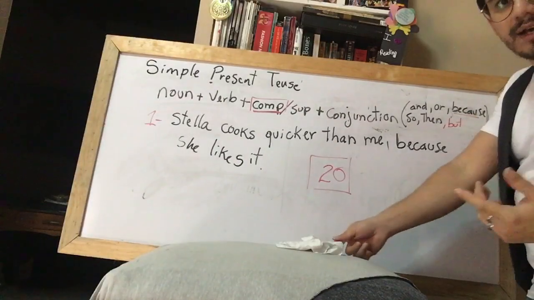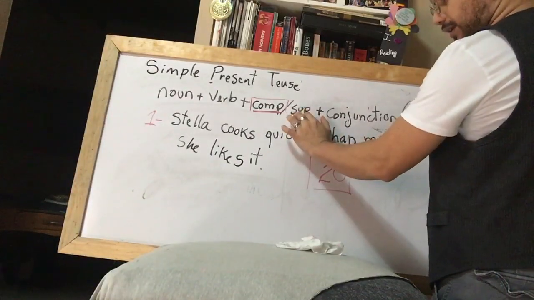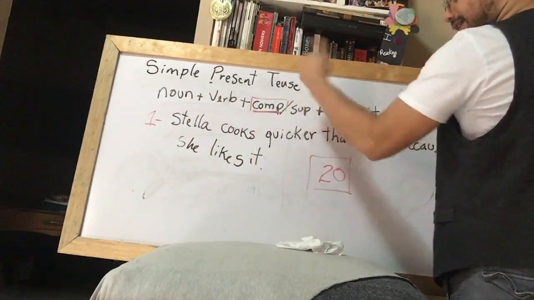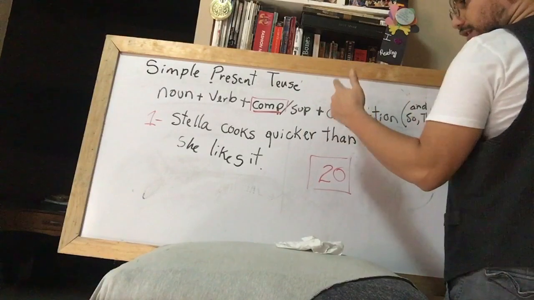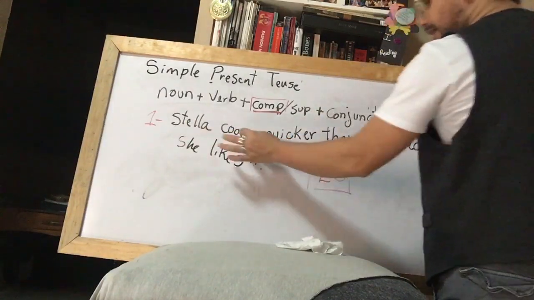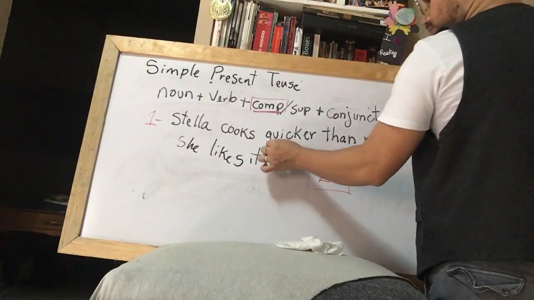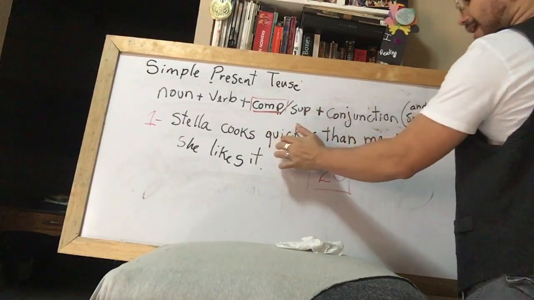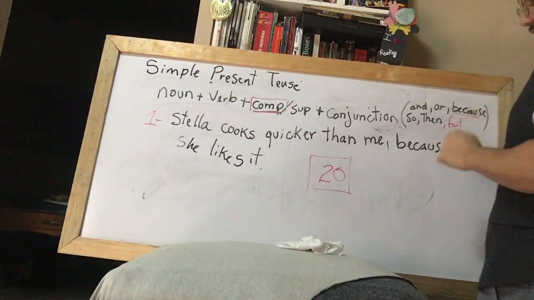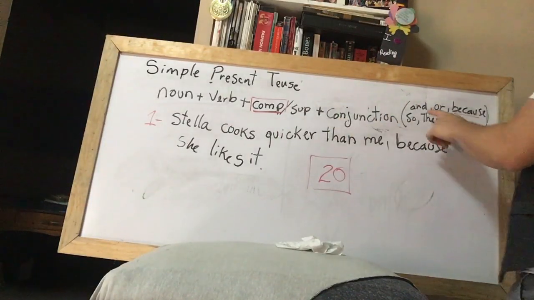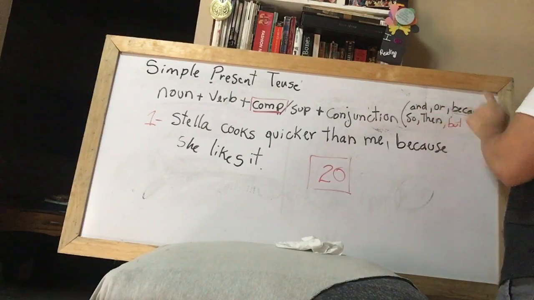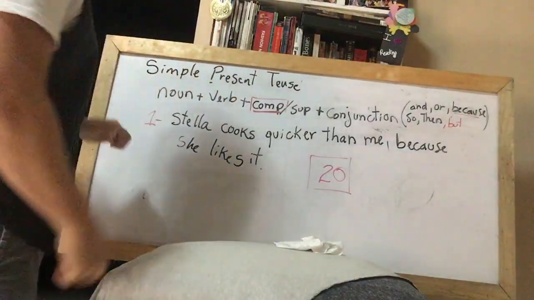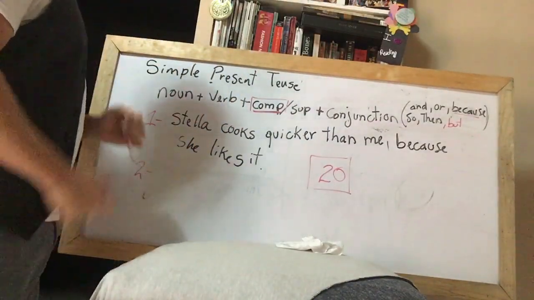Now you're going to make the second. And the second is going to be done using superlative. So you have noun plus verb, comparative, and in the next one you're going to use superlative. So you're going to write Juan goes to the mall in the quickest way. Plus the conjunction, remember that you can use and, or, because, so, then. Let's make one with the superlative so you won't be confused, because I already hear you saying, I don't understand.